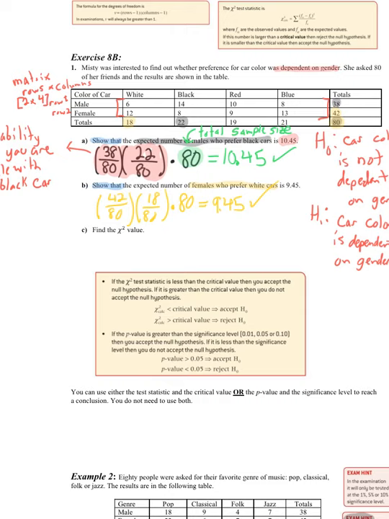What you're going to do now is you're gonna hit the stat button, and you scroll over to tests. And you're gonna scroll down, and you're gonna look for the chi-squared test. There's 2 of them in there. One of them says chi-squared test, and one of them says chi-squared GOF test. GOF stands for goodness of fit. That's what we're doing next time. So don't use that one. Use the one that says chi-squared test.